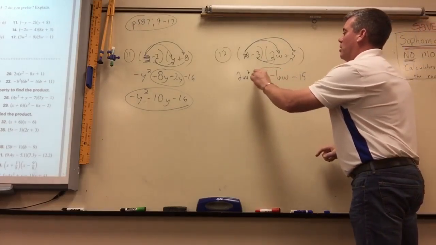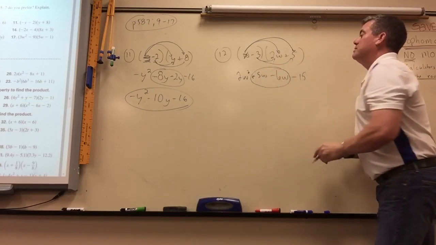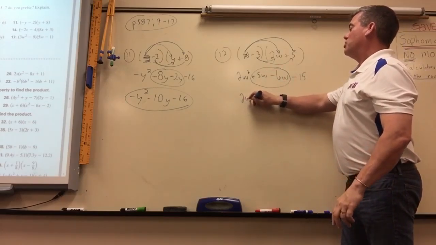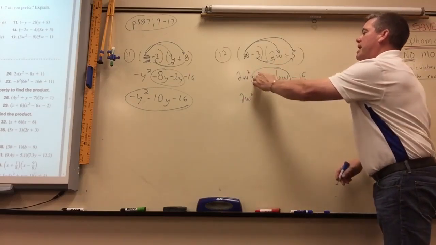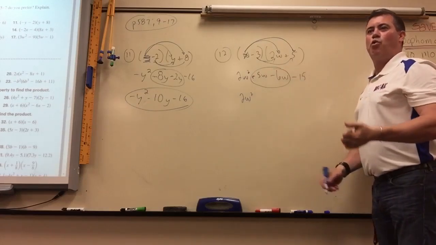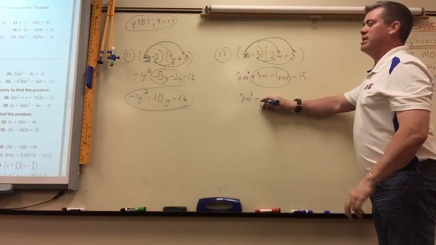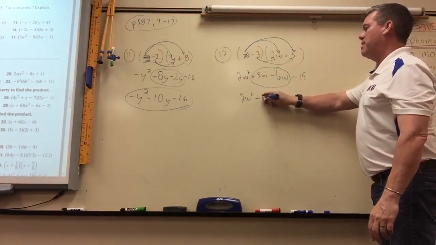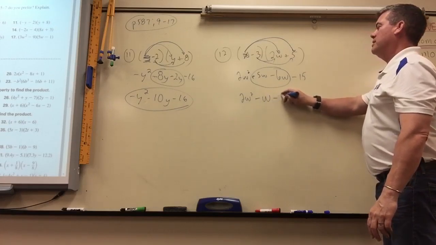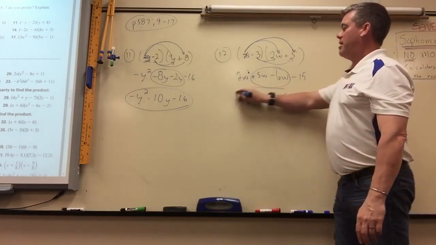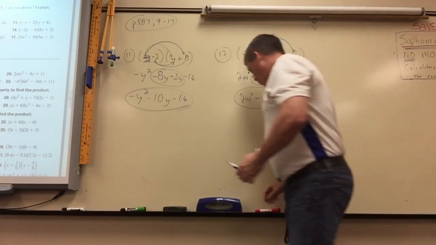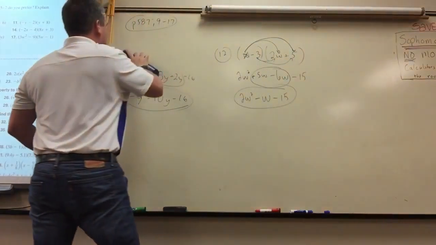Where you can add the 2 and 5w. Negative 1w. So it's 2w squared. A positive 5 minus 6 is negative 1. So try to get used to not putting the 1. It would just be minus w, minus 15. Easy.